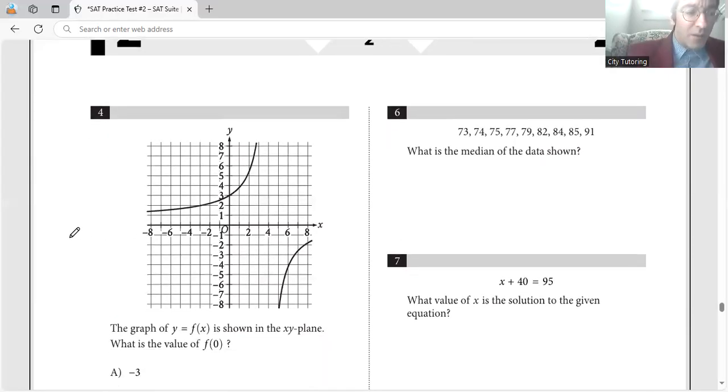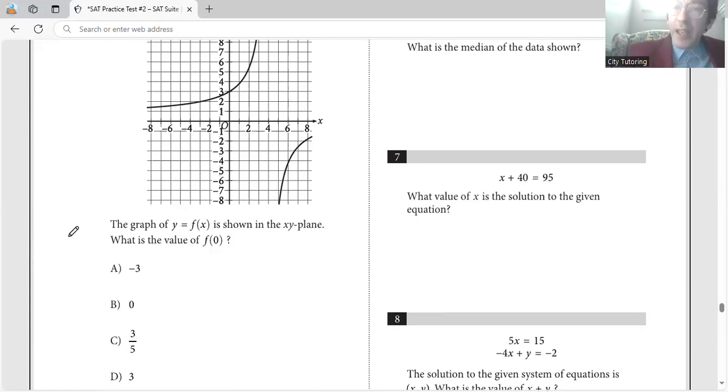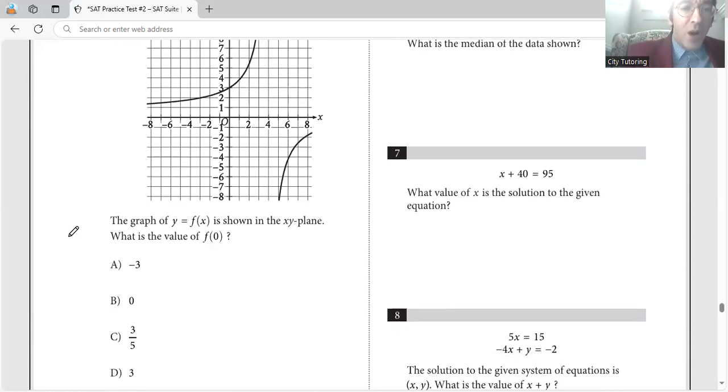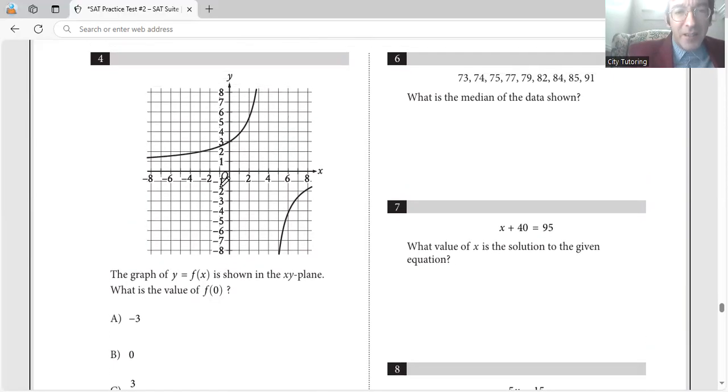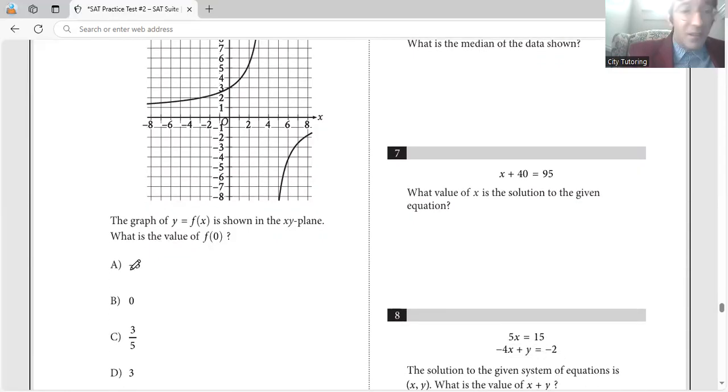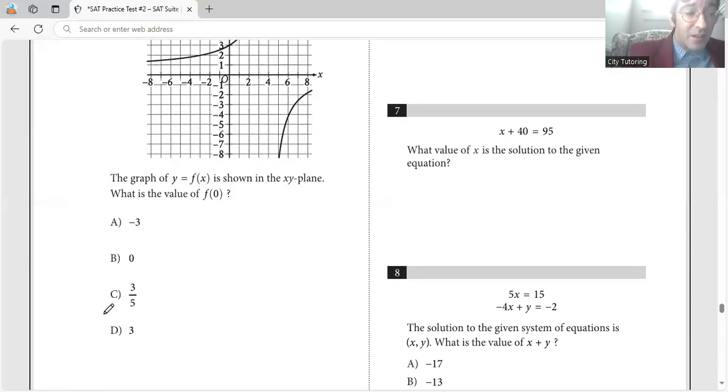Number 4. They gave us a graph. The graph of y equals f of x is shown in the xy plane. What is the value of f of 0? Just look at it. F of 0 means when x is 0, right? And it goes up to 3. So answer choice D.